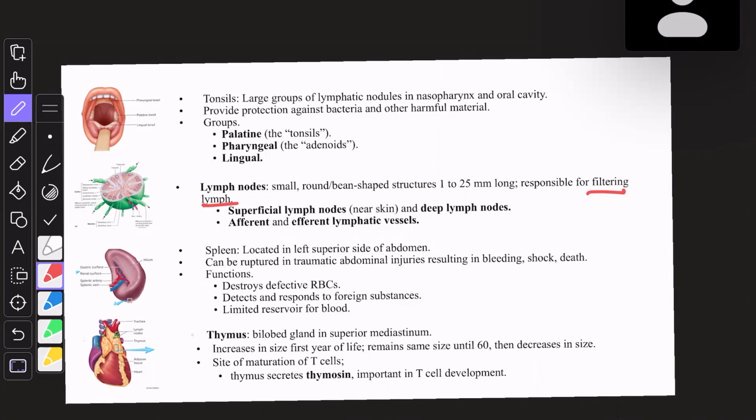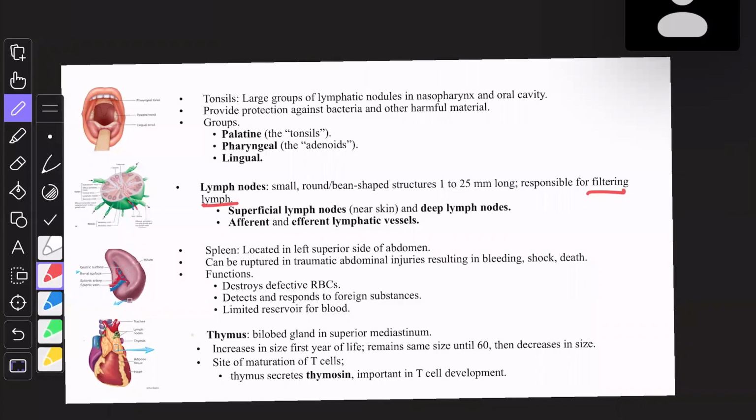The spleen, located on the left superior side of the abdomen. Okay, on the left, towards the top. It is a very delicate little organ. And if you get damage to your spleen, it is entirely possible that you can bleed to death. The spleen is a very delicate little thing. Its job is to destroy and break down red blood cells. It also will help to detect some foreign substances, and it is a small reservoir for blood. This is why it's so easy to bleed out. Okay.